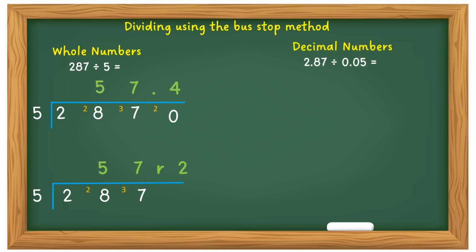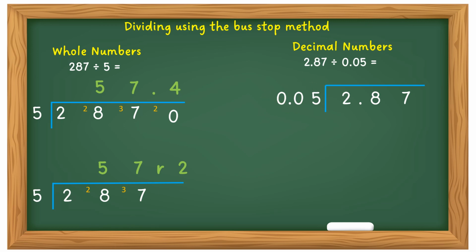Now let's look at decimal numbers. Again, people get mixed up when it comes to decimals, but again, there is a simple answer. Now you know the bus stop method, you do the same. But the difference is you cannot divide with a decimal. Remember, this number here is your divisor, your dividing number. You have to make this a whole number.